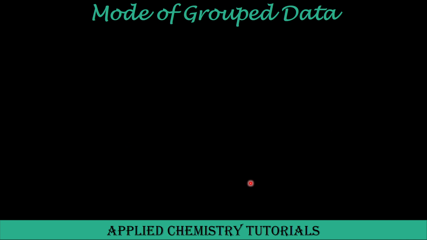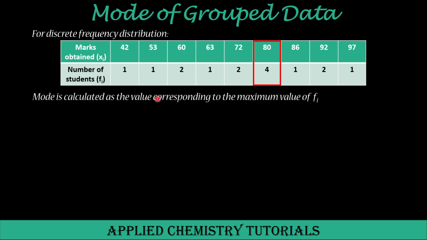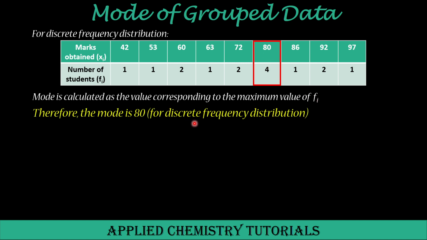Now let's talk about the mode of grouped data. First we'll talk about the discrete frequency distribution. Here we already have the table. The marks obtained, xi, are in the first row and the number of students, fi, in the second row. The mode is calculated as the value corresponding to the maximum value of fi. Here the maximum fi is 4, so the mode will be 80. So the mode is 80 for the discrete frequency distribution. This is similar to what we have seen for the ungrouped data as well.